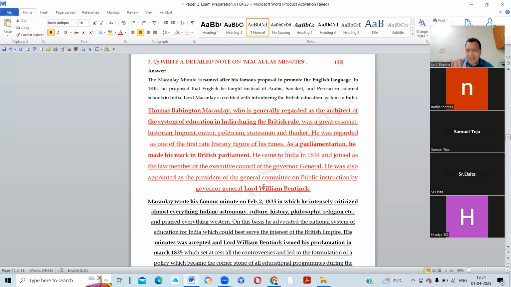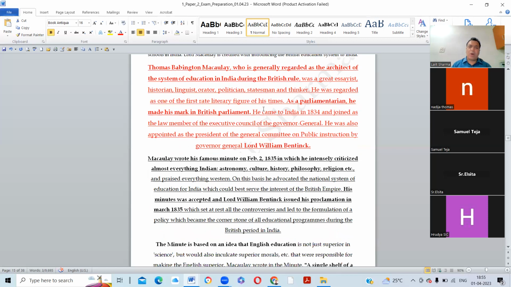So here, why are we writing a little bit of introduction? Because guys, you should know that there is one topic, the Bentinck resolution. You should know who Lord William Bentinck was, that he was the Governor General at that time. When the question comes, write a detailed note on the Bentinck proclamation, you should know that. This thing was approved by Bentinck, in the light of education.